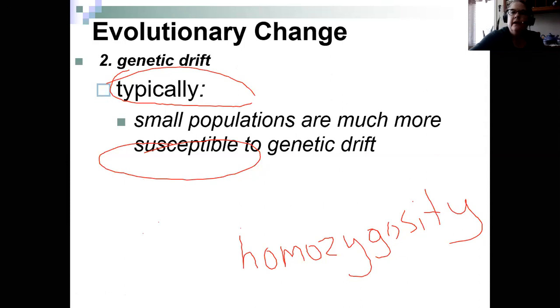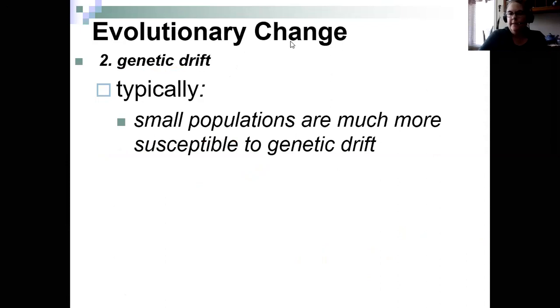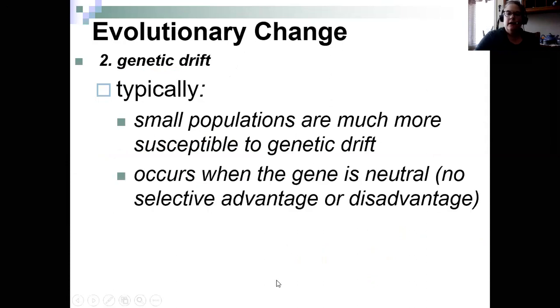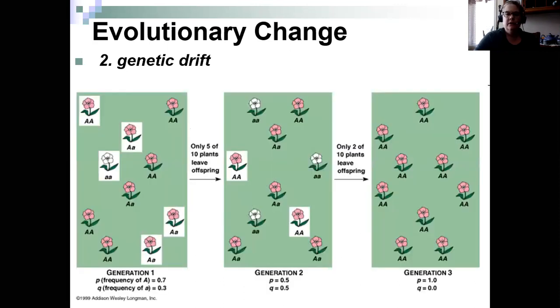I have just a couple more things to add here. So small populations are much more susceptible to genetic drift, chance events happening in a small population, as we saw with the dog peeing example. Okay. But when we're looking at this, we're talking about the gene being neutral. So that version of the gene doesn't have a selective advantage or a selective disadvantage. Otherwise, it's not genetic drift. Okay, so this is our genetic drift. This isn't one of our subcategories.